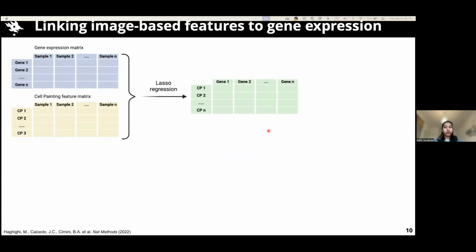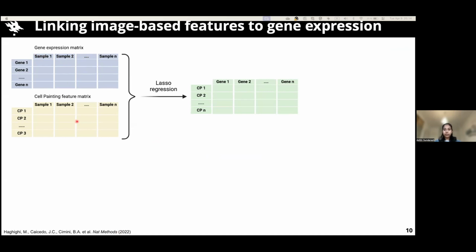And so for this, we borrowed a method from a 2022 paper from the labs of Anne Carpenter and Shantanu Singh. This is a method that takes advantage of the common experimental design between the cell painting and gene expression data sets to try and link the two via a predictive model. So our two data sets were linked by having common samples. And here by sample, I mean a specific cell line at a specific time point.